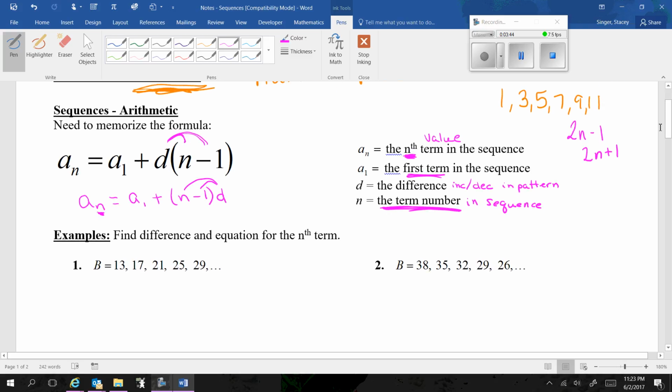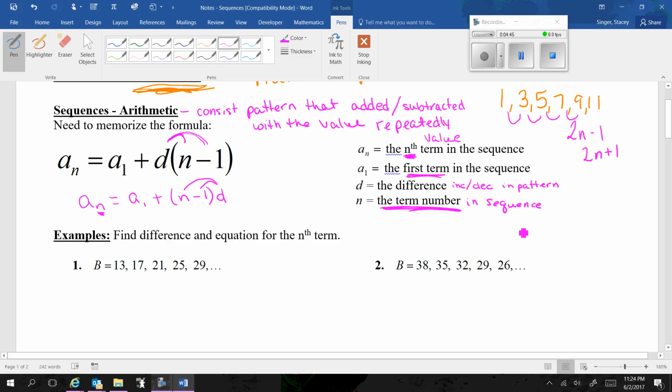And there was a couple words that popped up. Arithmetic means a consistent pattern that is added or subtracted with the same value repeatedly. So here I'm adding 2 each time, repeatedly.